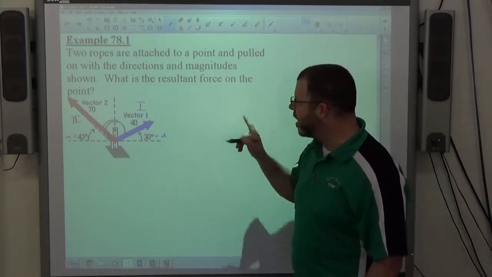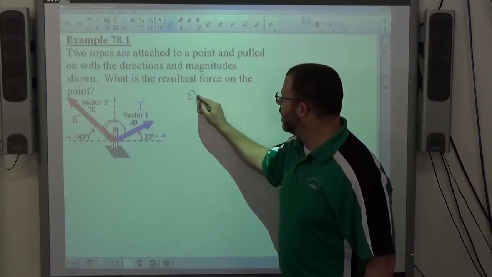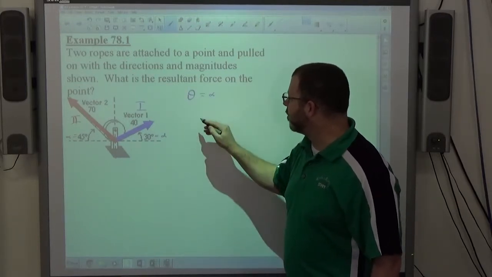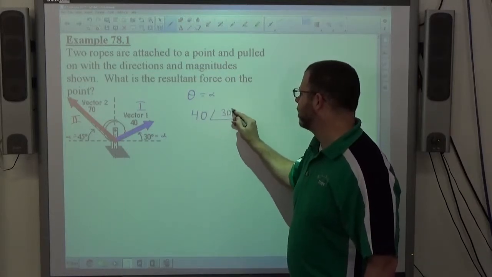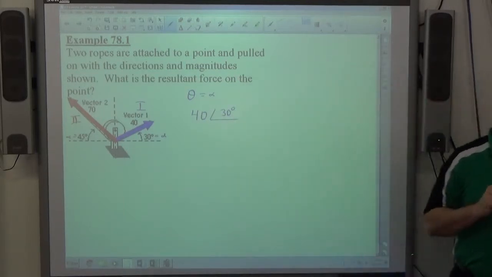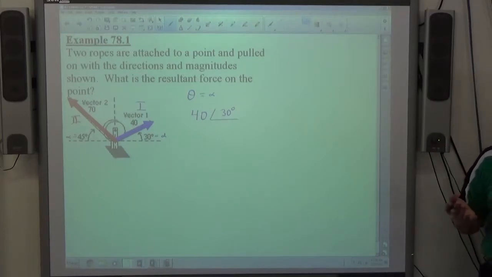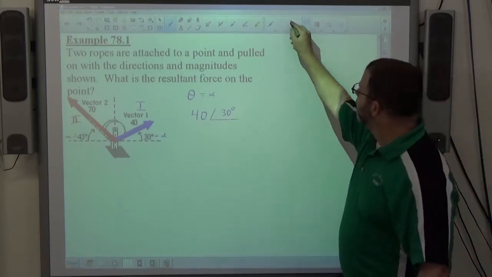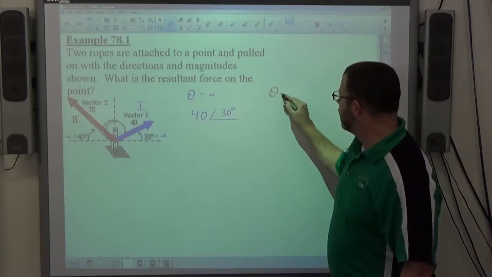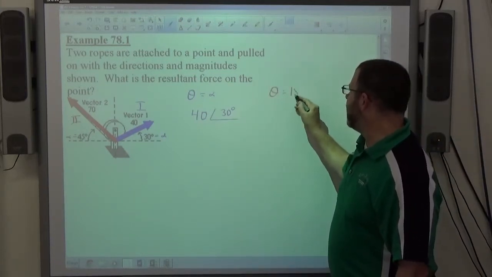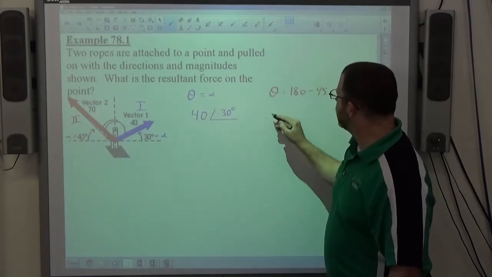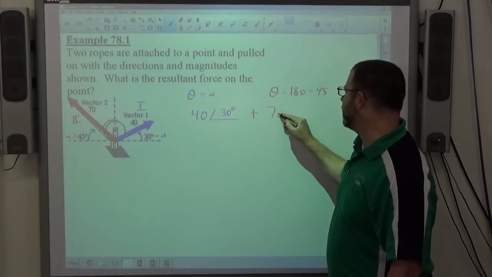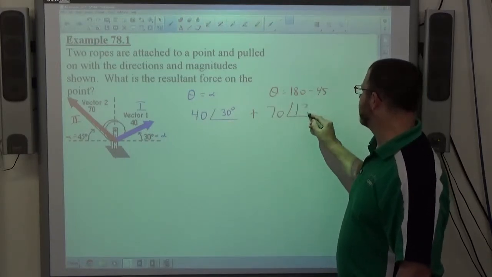So vector 1, in the first quadrant, theta is equal to alpha. So for vector 1, it's going to be 40 magnitude at an angle of 30 degrees. Because again, it's in the first quadrant. The angle theta and the angle alpha are the same in the first quadrant. For vector 2, theta is going to equal 180 minus alpha. So for vector 2, it's going to be 70 magnitude at an angle of 135 degrees.